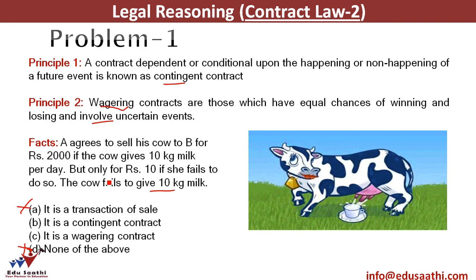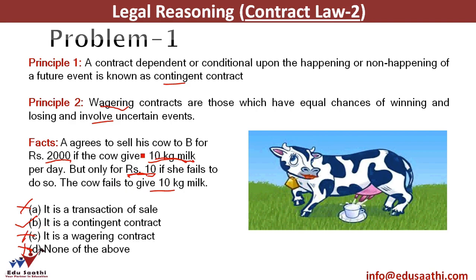Let's apply the principles. It is based on a future event of giving 10 kg milk, but there's a scenario that you would get either 10 rupees or rupees 2000. So it's not a winning-losing kind of situation. You would get the money, but what amount of money you will be getting would depend upon the future event of the cow giving 10 kg of milk. So it is not a wagering contract, because there is an interest of 10 kg milk and rupees 10 or rupees 2000 involved in this case. So it would be a contingent contract, right?